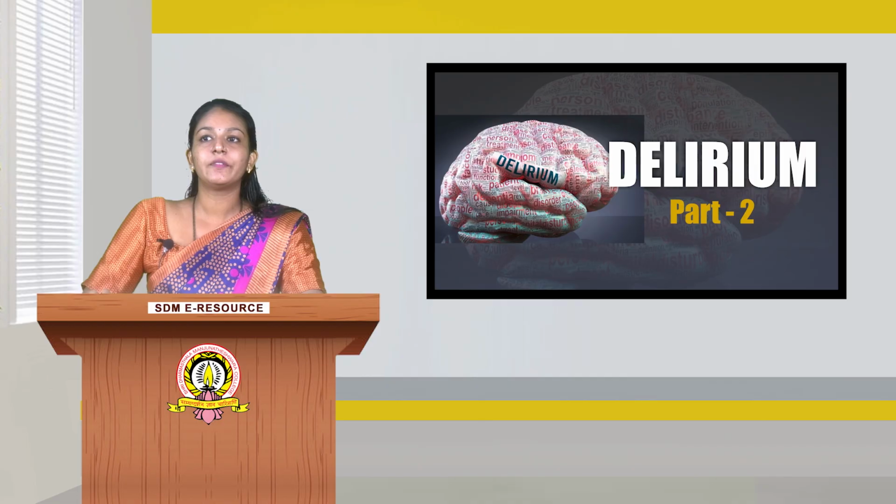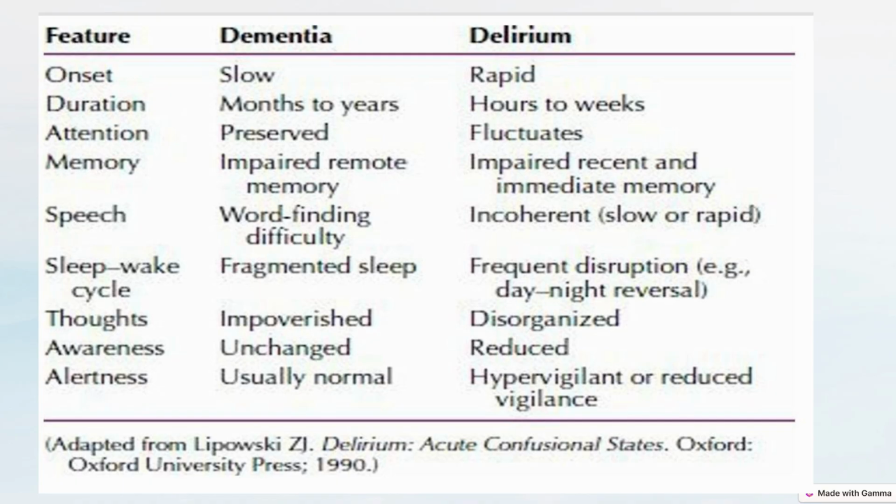Now, there are a lot of symptoms that overlap between dementia and delirium. In order to differentiate between them, in dementia the onset will be very slow, but in delirium it is very rapid. The duration of dementia is months to years, whereas in delirium it might last only from hours to weeks. Attention is preserved in dementia, whereas it fluctuates in delirium. Memory is impaired, especially remote memory, in dementia, but in delirium it is recent and immediate memory. Word finding difficulty will be present in dementia, but incoherent, slow or rapid speech in delirium. And the sleep-wake cycle is also more disrupted in delirium.